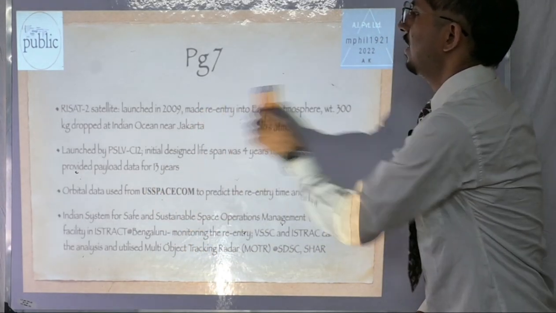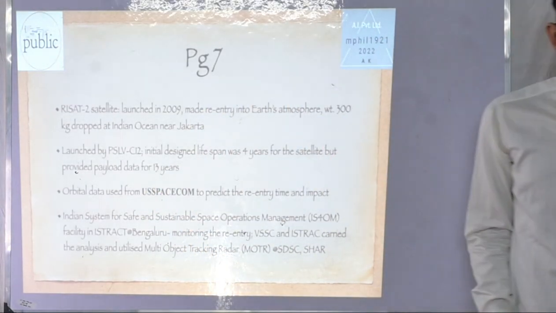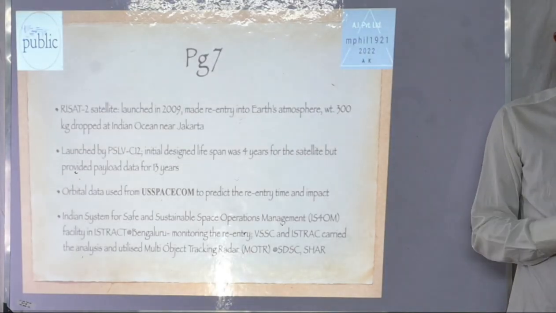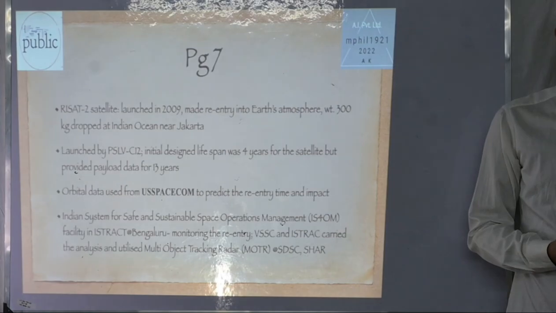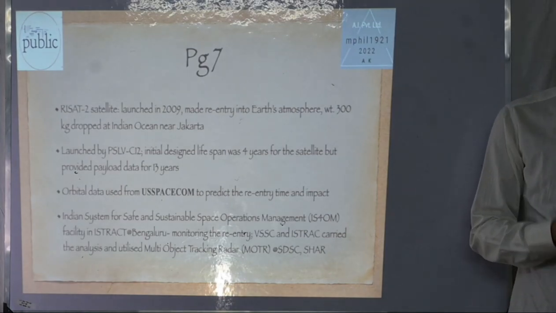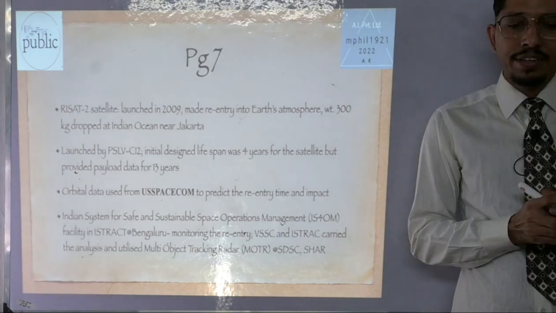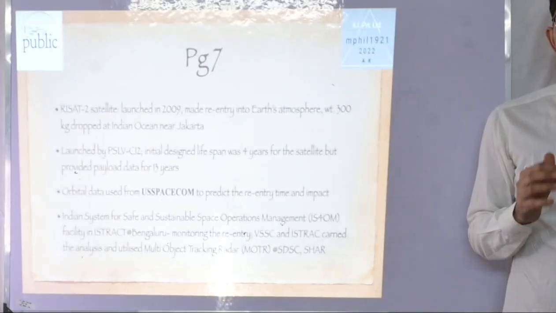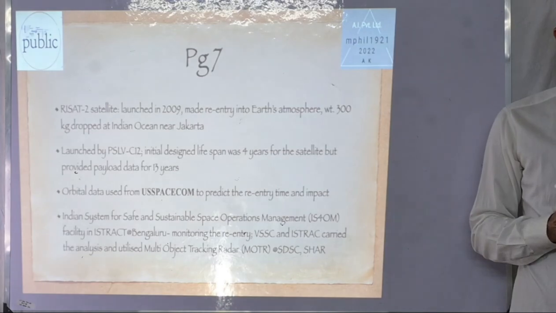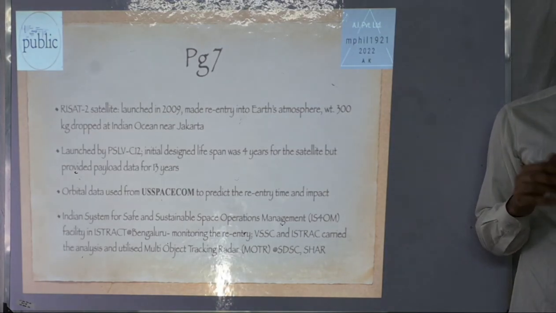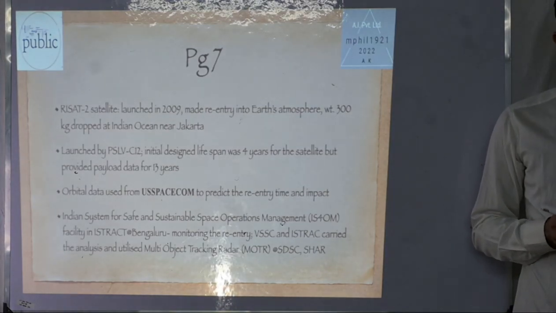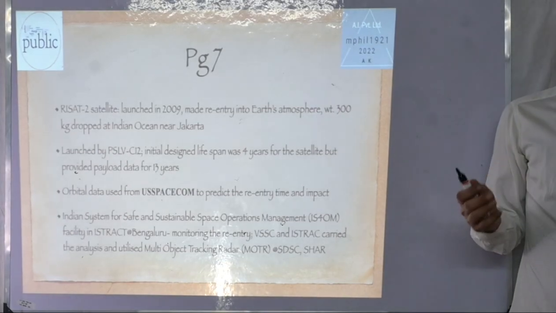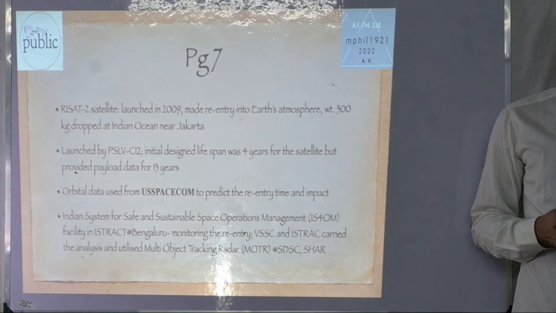Now coming to page 7, so there has been news that the RESAT-2 satellite, which was launched in 2009, made re-entry near Jakarta. And it weighed 300 kg. So it has made this forcible re-entry into Earth's atmosphere. It was launched by PSLV C-12, and the initial design lifespan was 4 years, but it has provided payload data for 13 years till now.